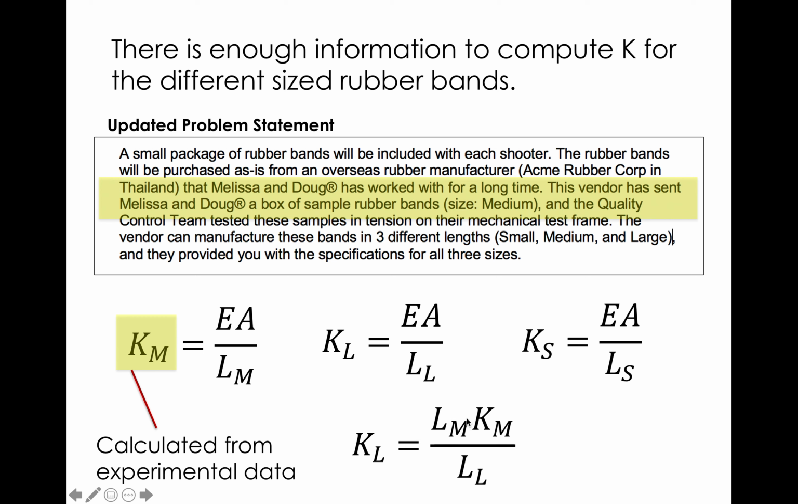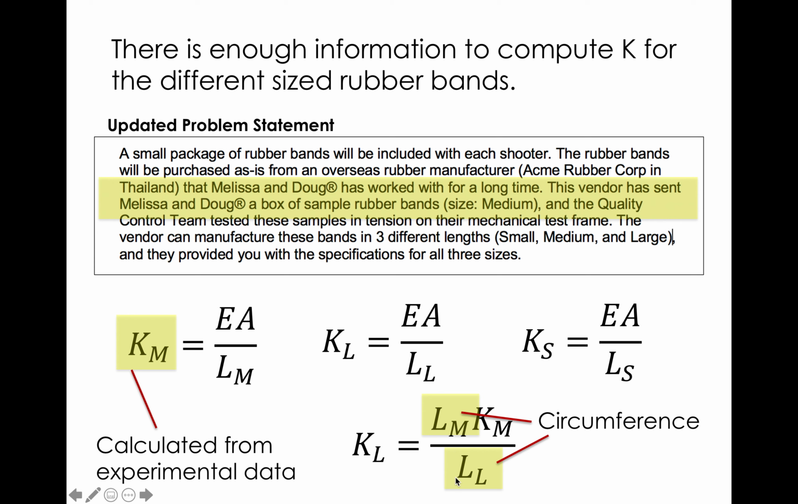So knowing Km, which I know experimentally, and knowing the ratio of the rubber band lengths, which is just going to be the same as the ratio of the circumference, okay, I can determine KL. And I could do the same thing for KS, right? So KS would be equal to LM KM divided by LS for the length of the small.